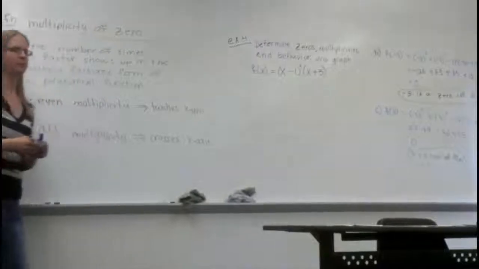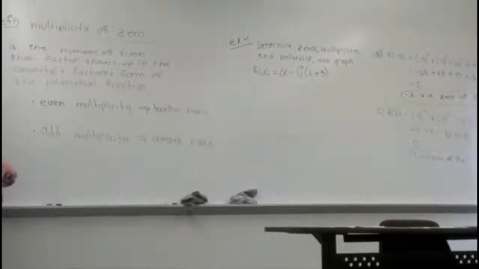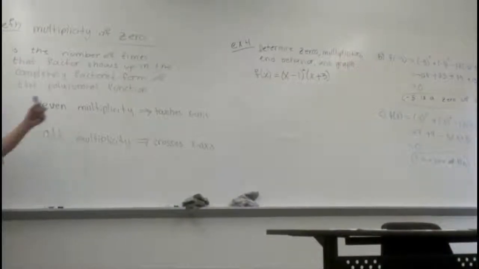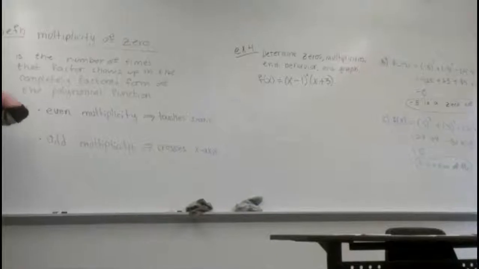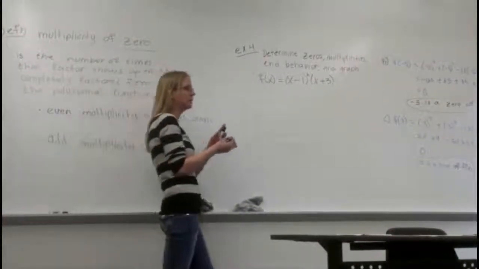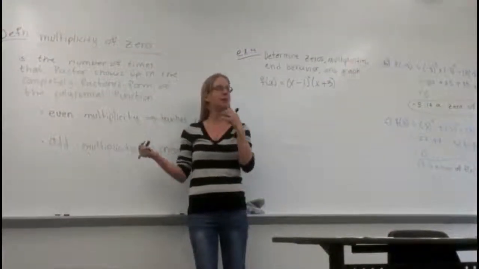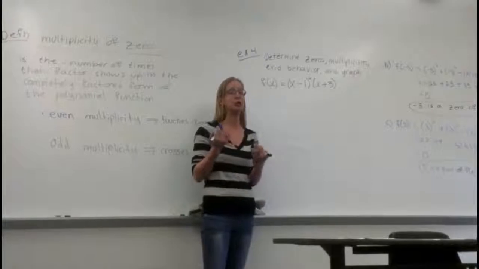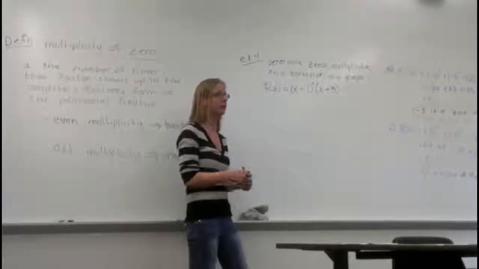Start off simple. Determine the zeros, multiplicities, end behavior, and graph this function. So let's go through and list it all. And something that's helpful for me when it asks for multiplicities, and even if it doesn't, is that multiplicities, as you're going to see, are a huge help for graphing polynomial functions. So I would always know your multiplicities.